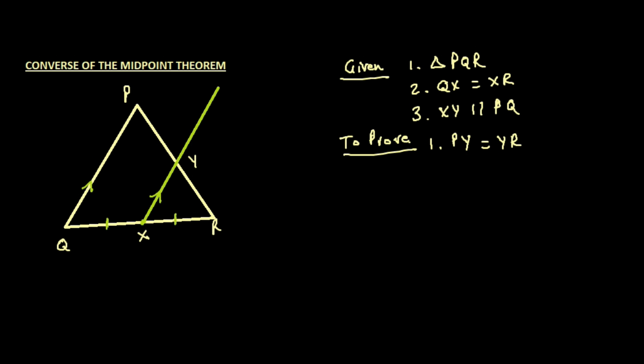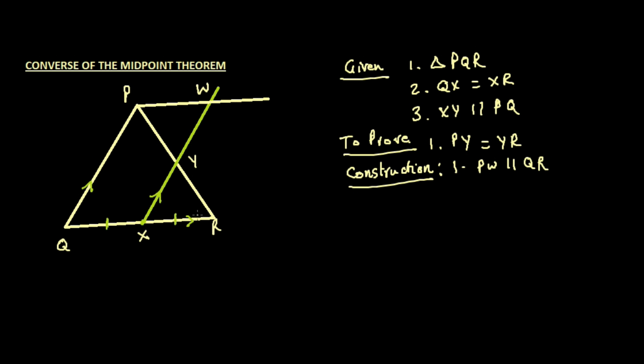I'm going to construct a line through the point P which is parallel to the side QR. Starting from P, I draw a line segment which is parallel to QR. Now we have got another point. Let me name that point also. Let me say that this is the point W. Okay, let's write this also, that there's a construction that we did. Construction: PW is parallel to QR. And let me mark that also, that this is parallel to this.